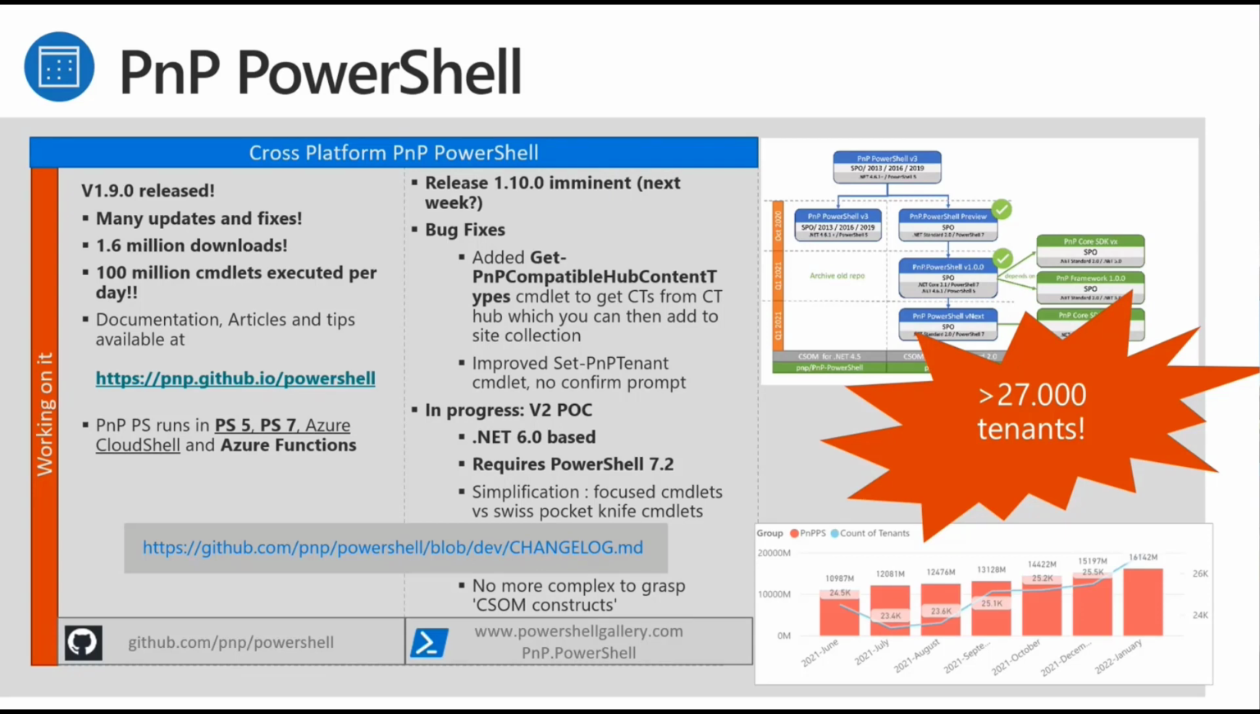Besides that, work continues on the V2 POC. We don't have an ETA for that, but there are lots and lots of interesting changes there. It will be based on .NET 6.0. We'll also require the latest PowerShell 7.2. We are also working a lot on trying to get rid of CSOM, basically to simplify the commands and that kind of stuff. So yep, work continues there. Thanks, that's all from my end.